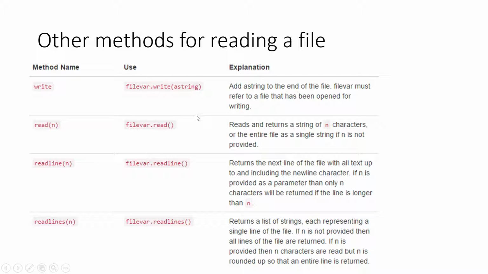There are other methods for reading a file, as well as for writing to a file. If a file has been opened with write privileges, you can use filevar.write, which will add a string to the end of the file. To read in from a file, you can use filevar.read, which will return the entire file as a single string. If you use filevar.readLine, it will read the next line up to and including the new line character. Or you can use readlines, which again returns every line as a list.